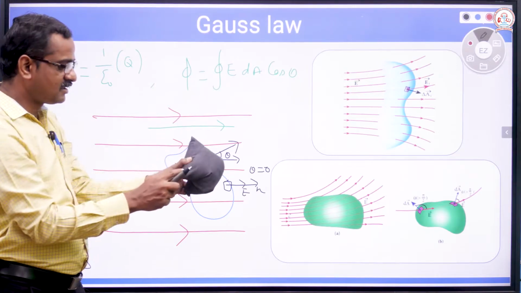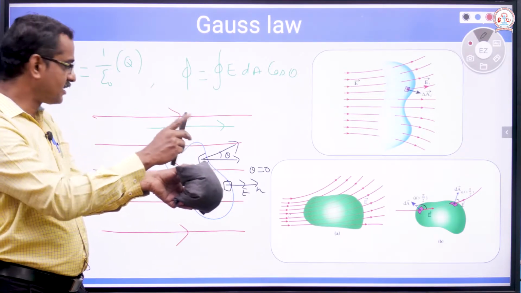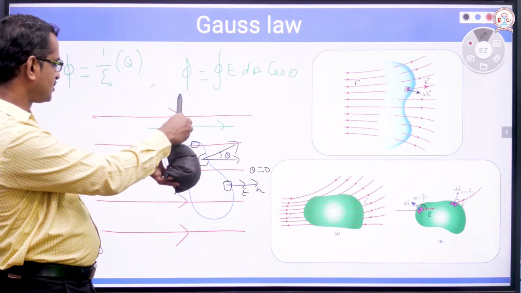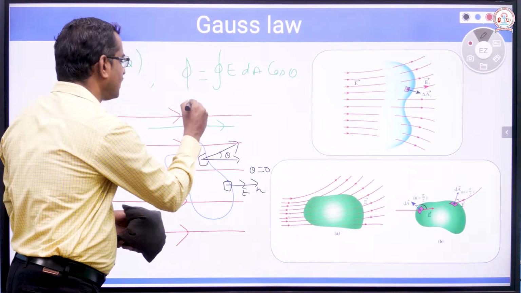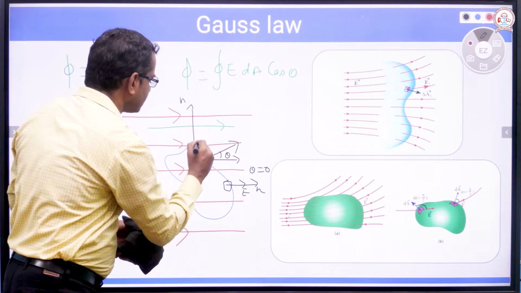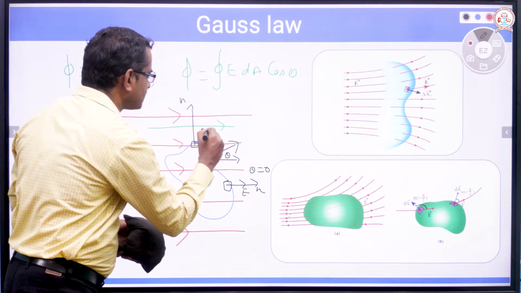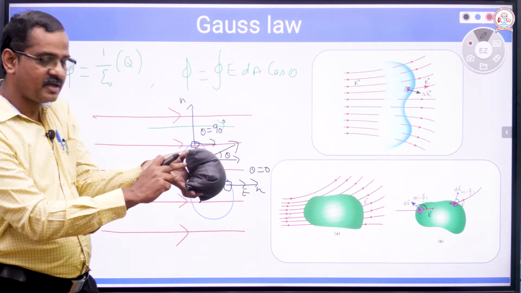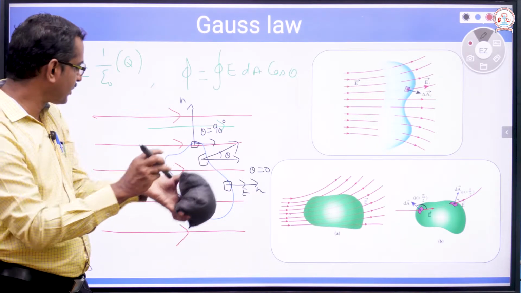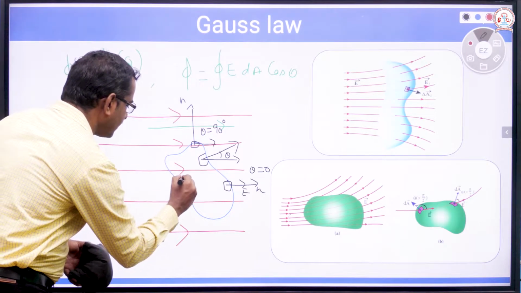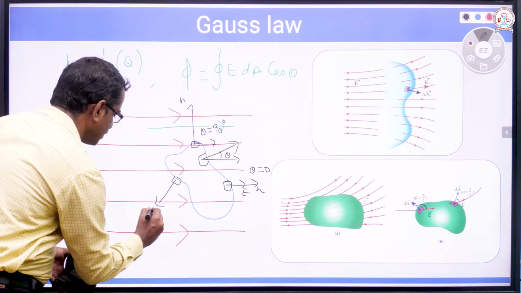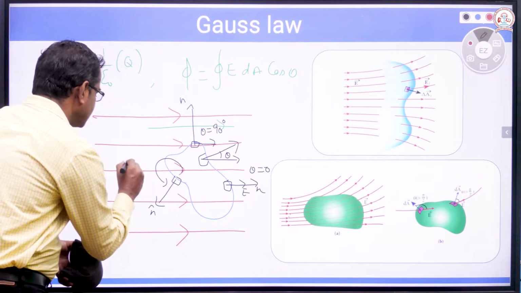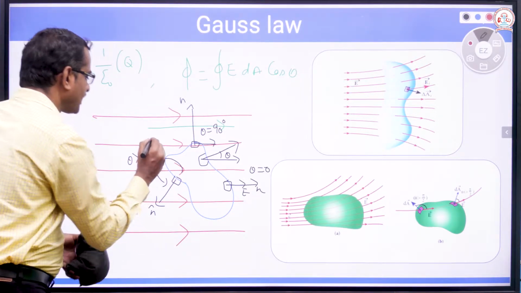If I consider a small area here at this point, this is the direction of normal, and this is electric field direction. In this case, theta is equal to 90 degree. Similarly, if I consider a small area here at the back side, at this point, this is normal to the surface. The direction of electric field will be such that theta will be greater than 90 degree.